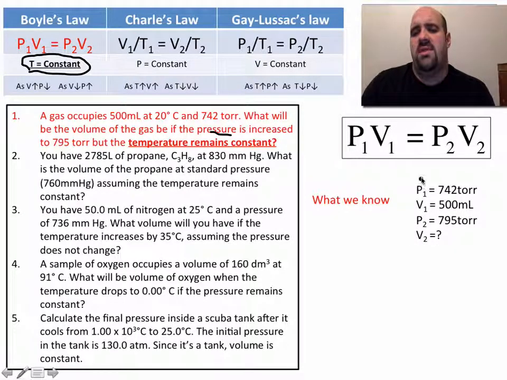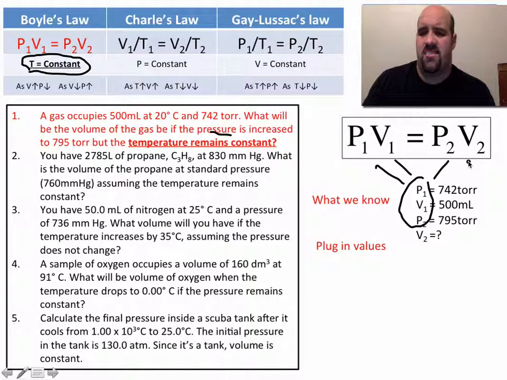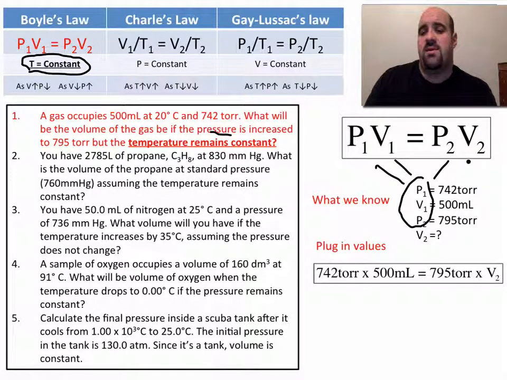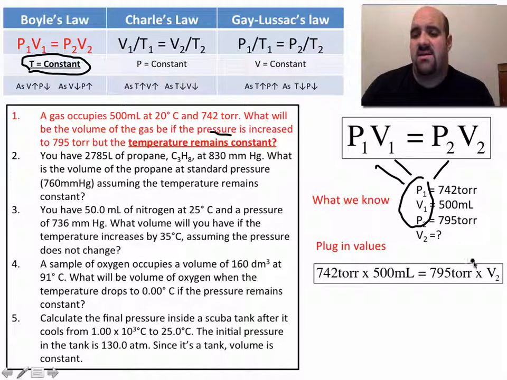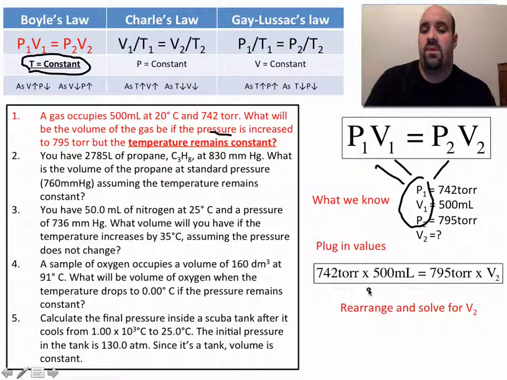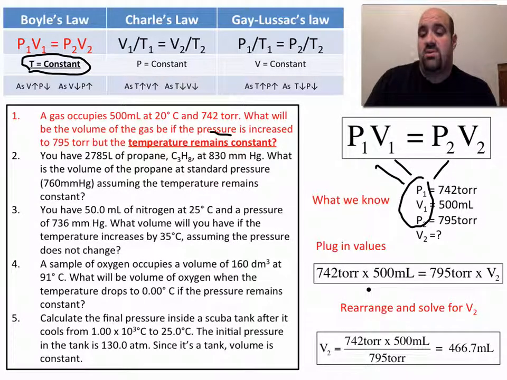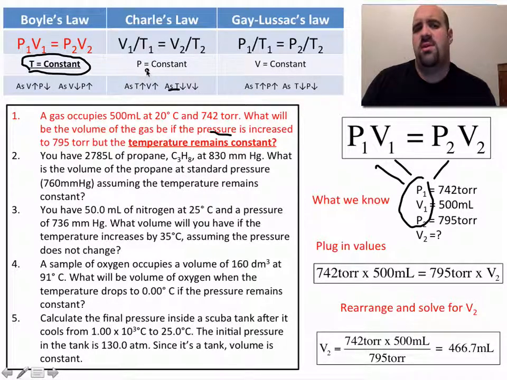We plug these three known values in up here, P2, V1, and P1, and you just solve for V2 algebraically. So when you plug in your values, you end up with this right here. And we simply have to solve for V2. You do that by dividing both sides by 795, bringing that over. When you rearrange and solve for V2, you end up with 466.7 milliliters. That's how we solve the first one. Read the problem, see what's constant, figure out what formulas to use, and just plug in your variables. These are only 4 variable equations, not super difficult.